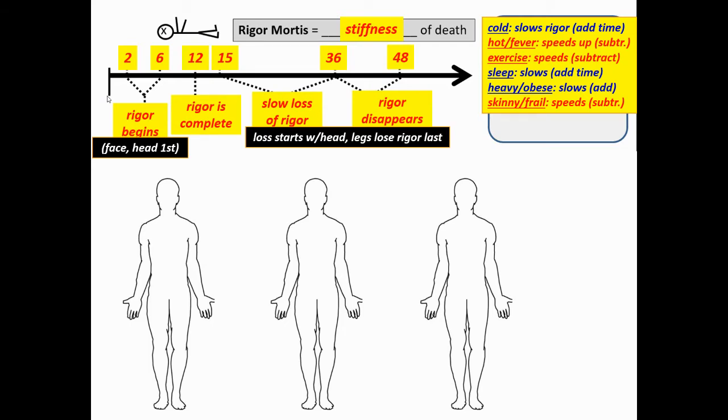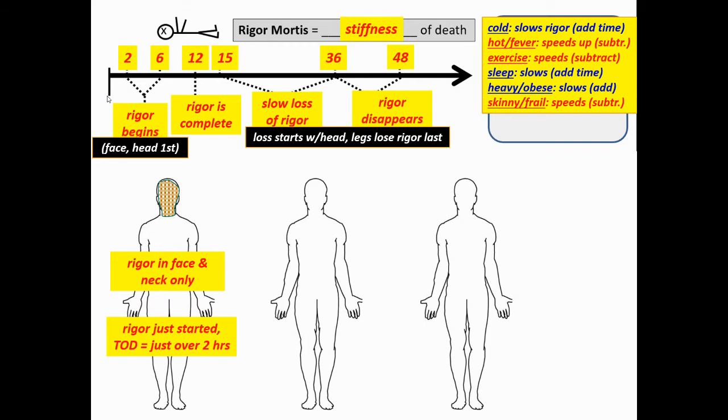Top of the screen, we've got your helper chart. All right, let's say we've got a body that has rigor mortis in the face and neck muscles only. Okay, what does that tell us? Well, that tells us that rigor has just started because it starts in the face and the head, and it starts between 2 and 6 hours. So it probably is a little bit over 2 hours because rigor is just beginning.